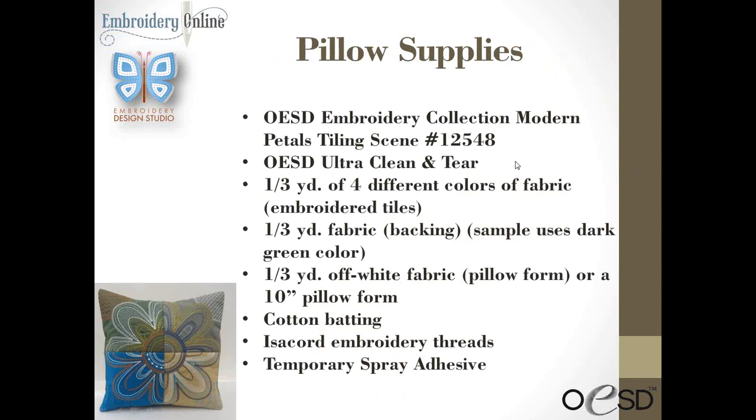Next, we'll look at our pillows and making a pillow. For the pillow, you'll need the OESD Embroidery Collection Modern Petals Tiling Scene, pack number 12548, the OESD Ultra Clean and Tear, 1/3 of a yard of 4 different colors of fabric for your embroidered tiles, 1/3 of a yard for your backing. Again, we use the dark green fabric, 1/3 of a yard of off-white fabric for a pillow form if you want to make your own, or a 10-inch pillow form, cotton batting, isocord embroidery threads, and temporary spray adhesive.